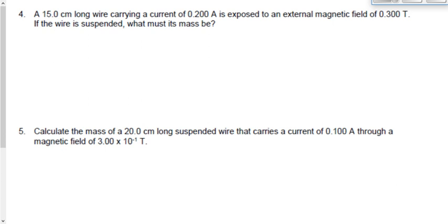Question number 5, we're going to do now. It says, calculate the mass of a 20 centimeter long suspended wire. It's suspended. That's a big word for us. When we see the word suspended, we see the word hover, we see the word balance. We pull out our little imaginary physics thesaurus, and we look at words that mean the same thing as suspended. Suspended means balance forces, always. If something's suspended, balance forces are what we're going to do. It always means exactly the same thing. Well, what two forces are you going to balance here?